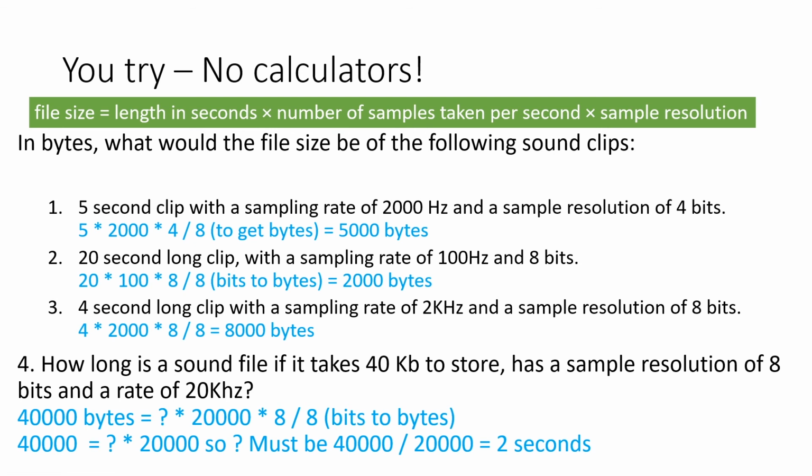So simplify that a little bit more. We know that something times 20,000 equals 40,000. So, either divide the 40,000 by 20,000 or just do a little bit of mental maths. It's going to be 2. 2 times 20,000 is 40,000. So that's how you get that. That's quite a hard one.